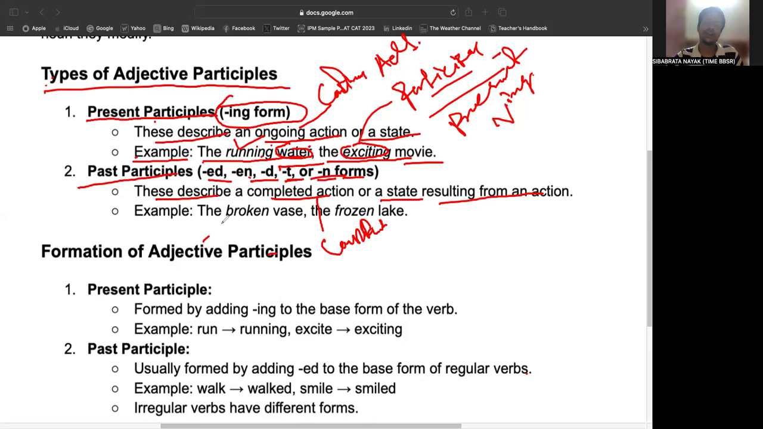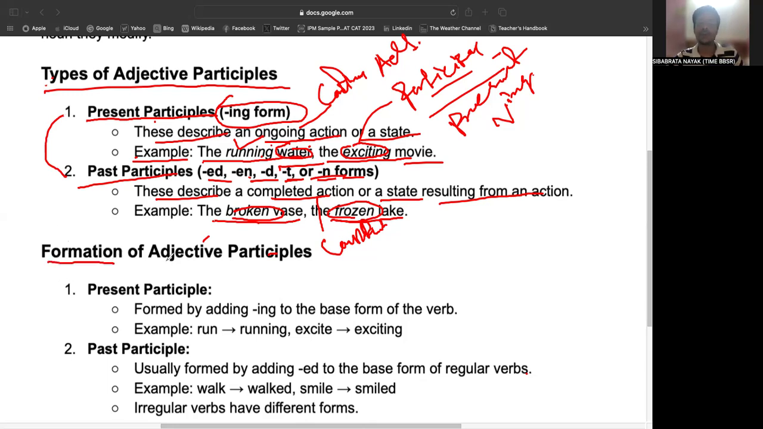Let's say the example given is the broken vase, the frozen lake. Broken comes from break, broke, broken. So broken is a past participle. It says that the vase is not going to break; it was already broken. The frozen lake is indicating that the lake was frozen or you can say chilled. So it means a certain action is completed in the past. So that is the difference you would find between present participle and past participle. Let's move to the next one.